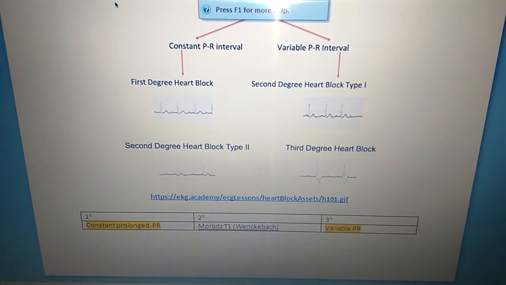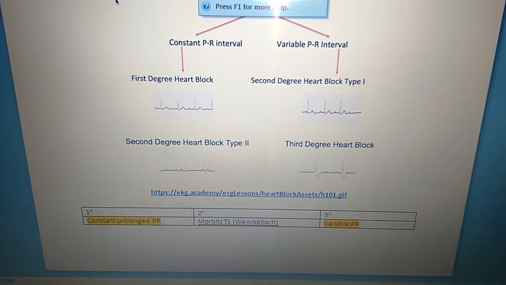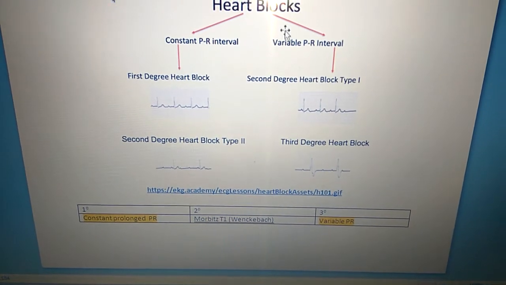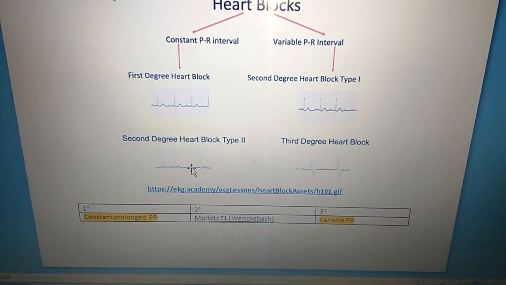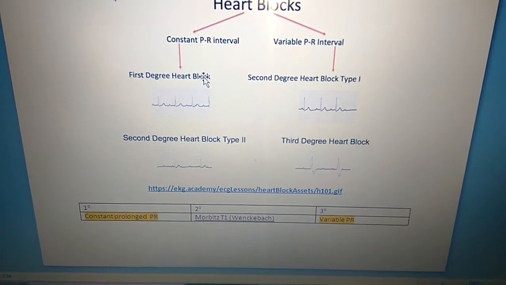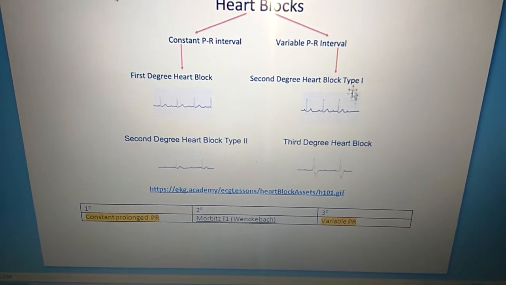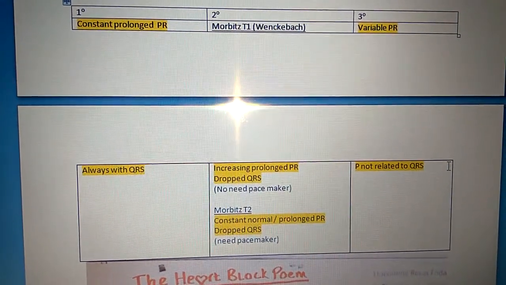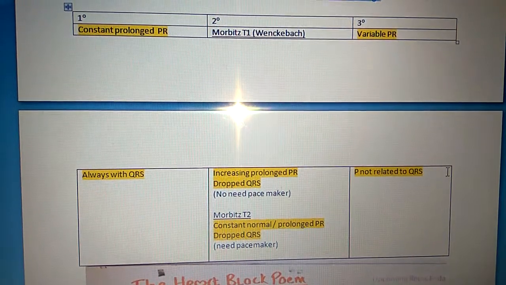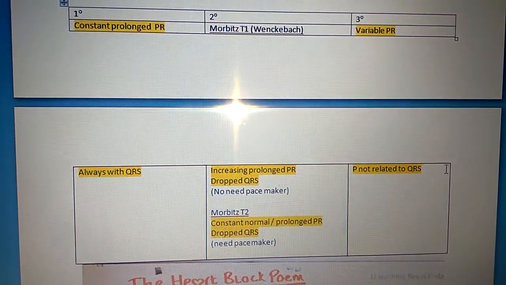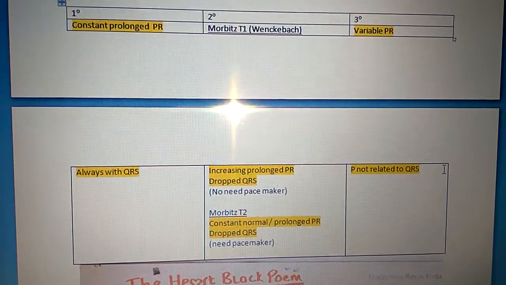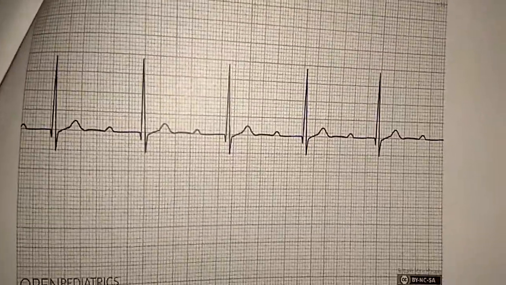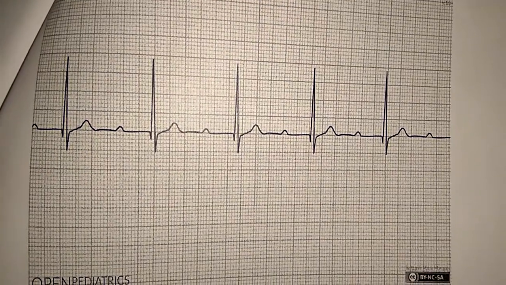For first degree heart block, it is a constant PR interval. Second degree type 1, it is variable. Second degree type 2, it is constant. Third degree, it is variable. Okay, let's look at the first degree heart block. The signs are a constant prolonged PR, and it is always with a QRS complex. Here's the example, first degree heart block.